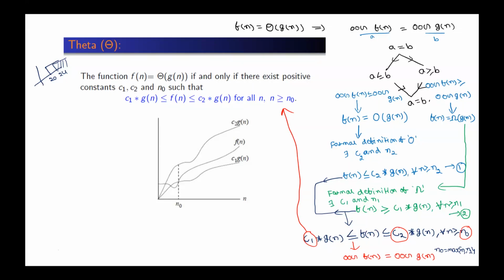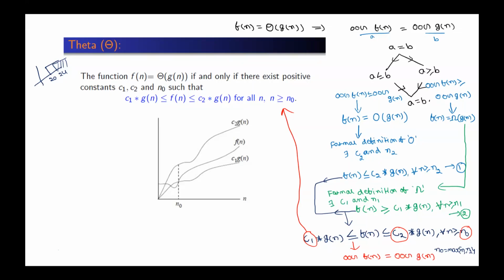Next, we show that f of n's order of growth is greater than or equal to g of n's order of growth. That is nothing but f of n is big omega of g of n. We write formal definitions for the big O part as well as the big omega part. By combining that, we get an inequality for the exact order of growth of f of n and g of n, which is nothing but the definition of theta.